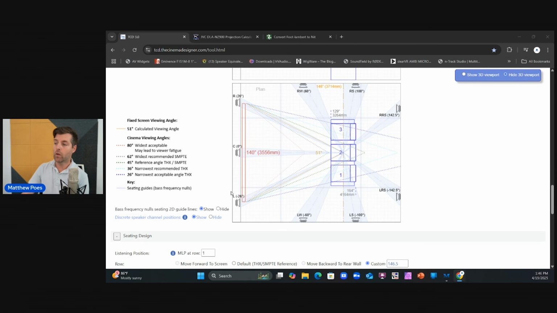All right. So I chose 140 inches for this. It gets us right around 51 degrees. SMPTE's recommendations are actually old. I want you to remember that.